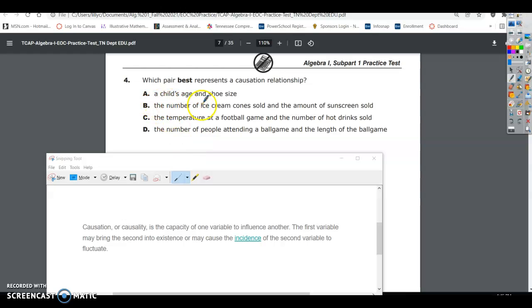So a child's age and shoe size, the number of ice cream cones sold and the amount of sunscreen sold, the temperature at a football game and the number of hot drinks sold, and the number of people attending a ball game and the length of the ball game. All right.